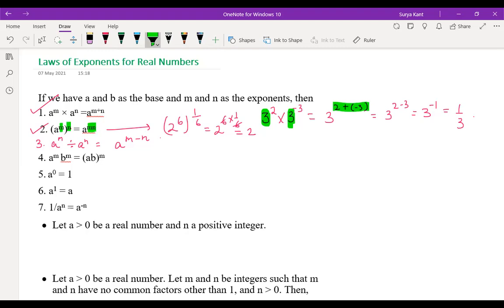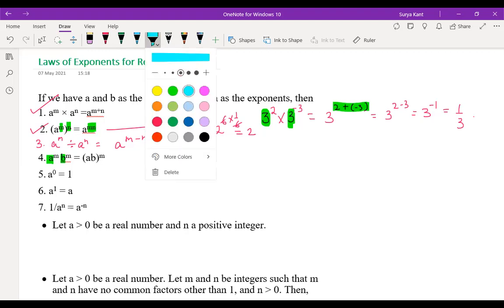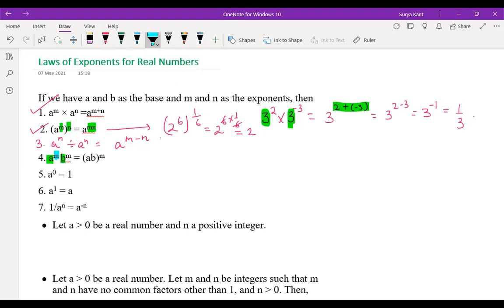The next law: if the bases are different, they may ask this, where the bases are different but your powers are the same. See here, m and n. If the powers are the same, then you can write ab to the power n. We can multiply the bases.